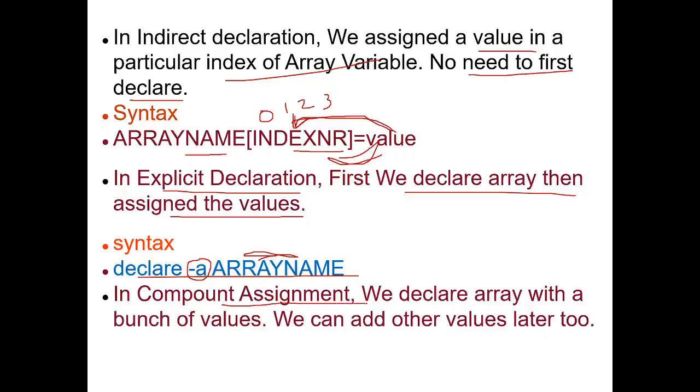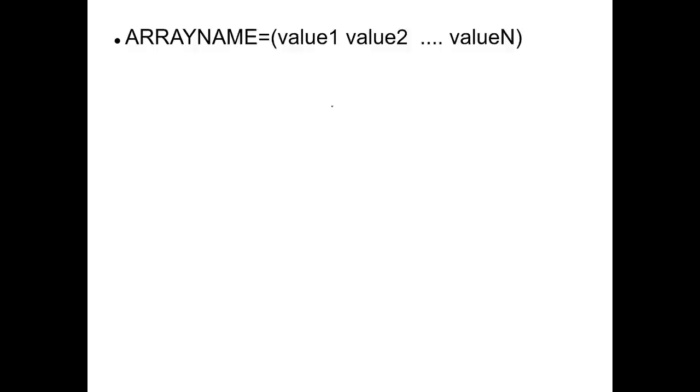In a compound assignment, we declare the array with a bunch of values. We can add other values later too. So this is the way to declare the array. This is called compound assignment. First the array name, and then a bunch of values you can assign to the array name. The first value indicates the 0th position, the second value indicates the next position, and so on.